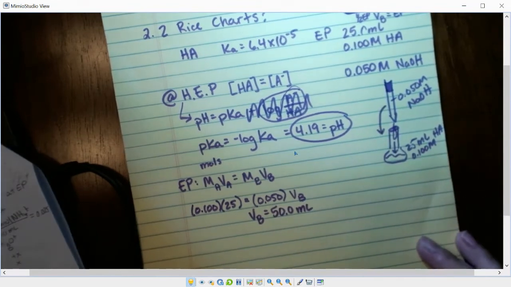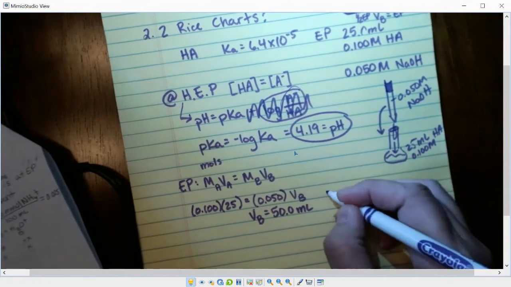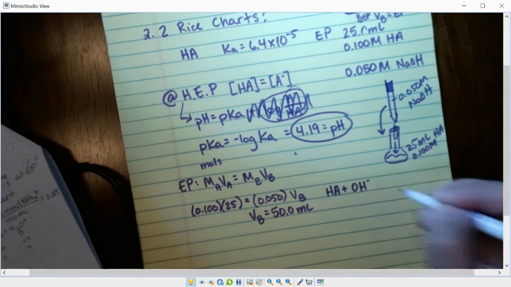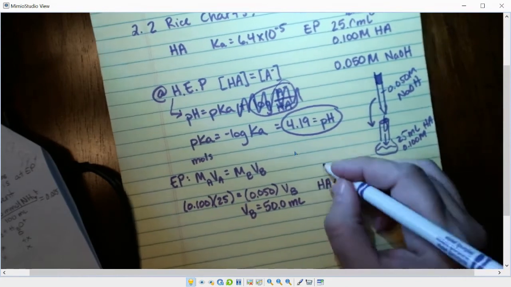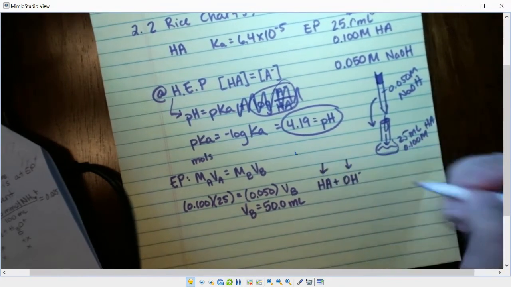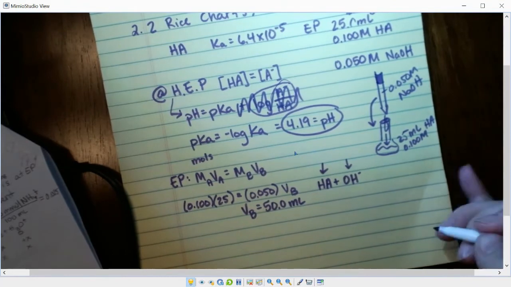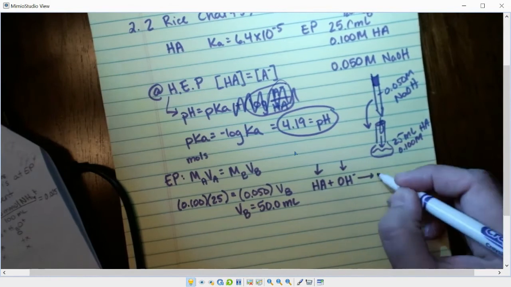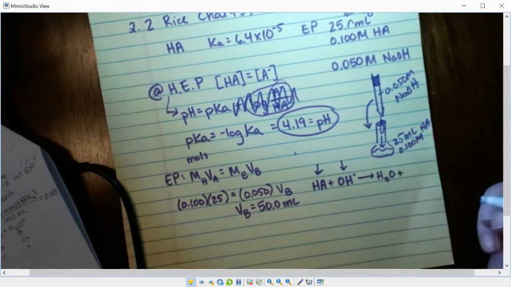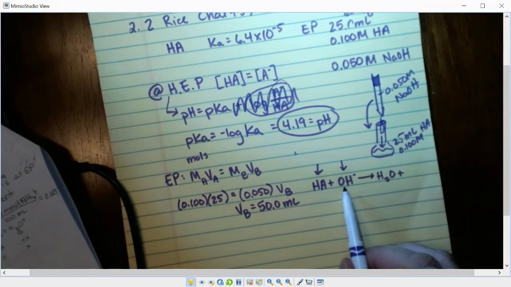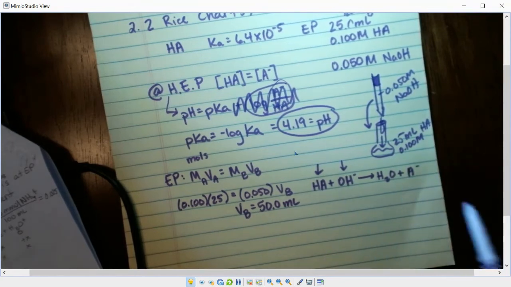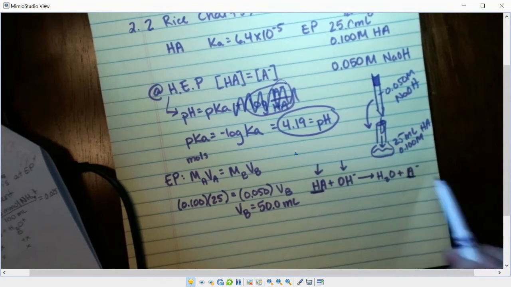Well, at the equivalence point, what's happened is we have our acid reacting with our base, and I'm just going to write it as, here's our weak acid, HA, and here's the hydroxide. The sodium ion is just a spectator. So when those things are reacting together, they make water. And what else happens? This produces A minus. And so that's how we know we have a buffer, because we're going to produce this, and it's all going to be present at the same time.